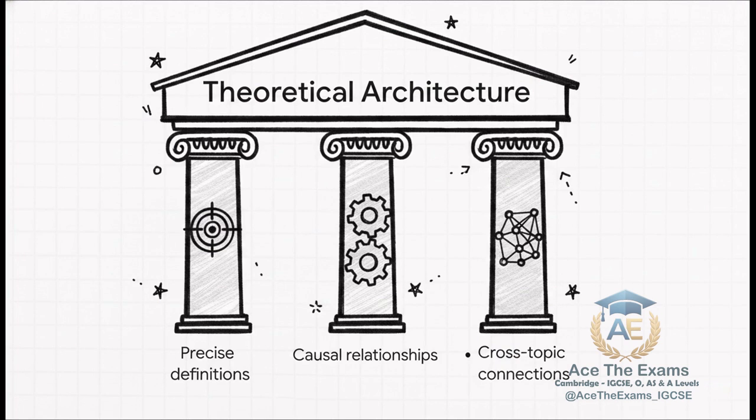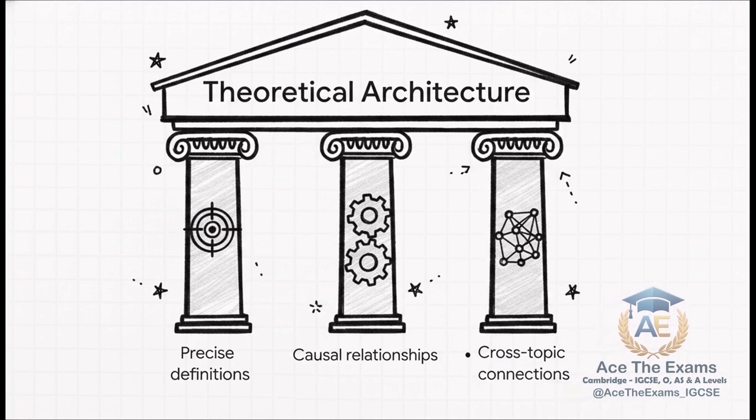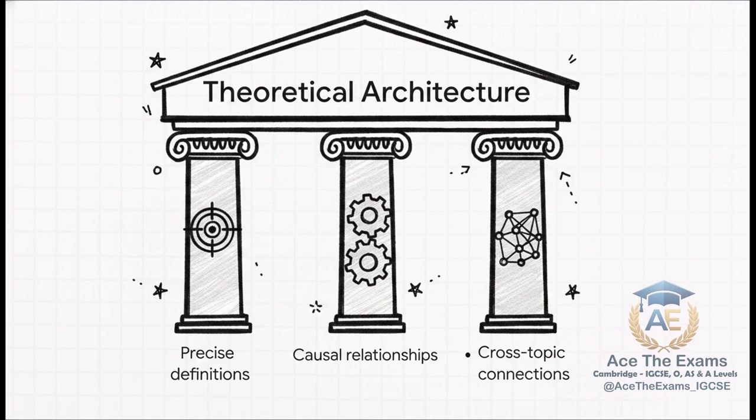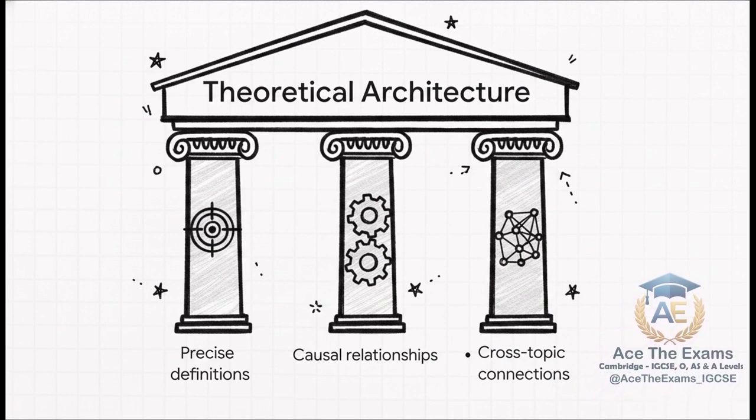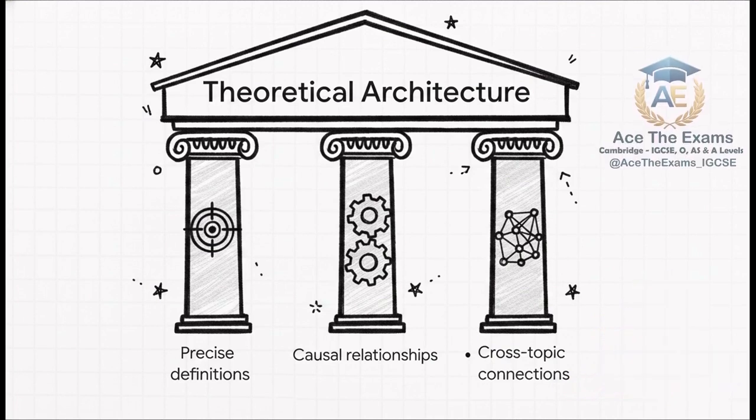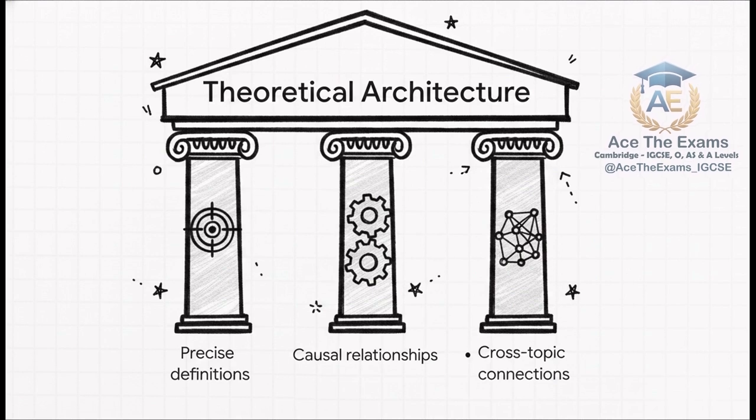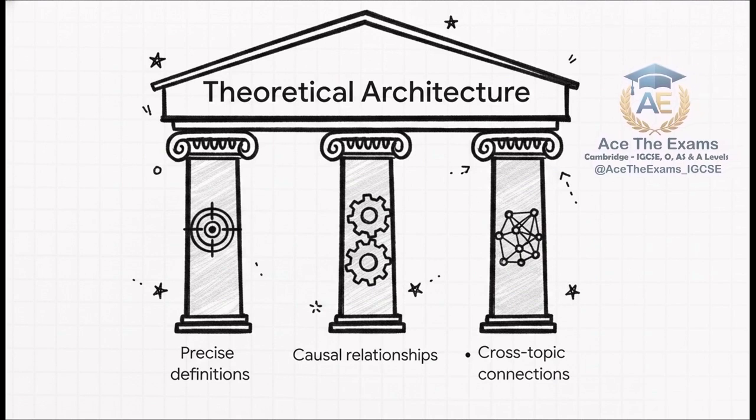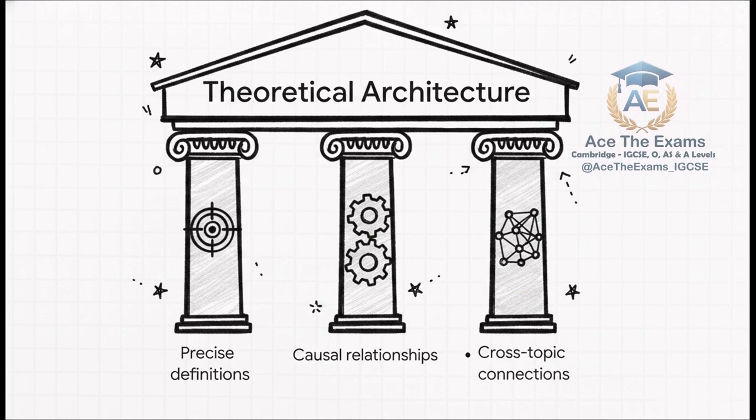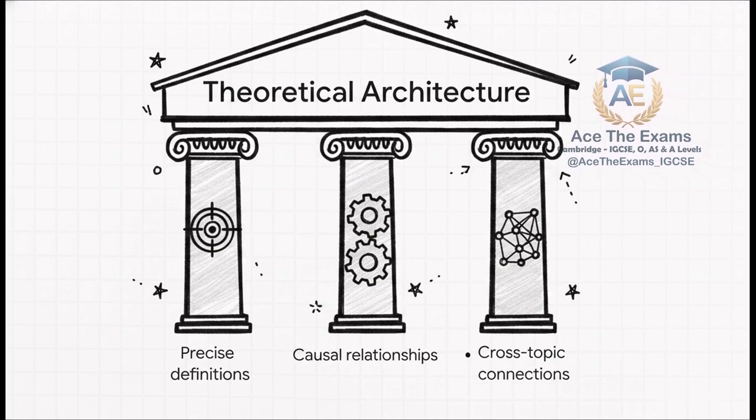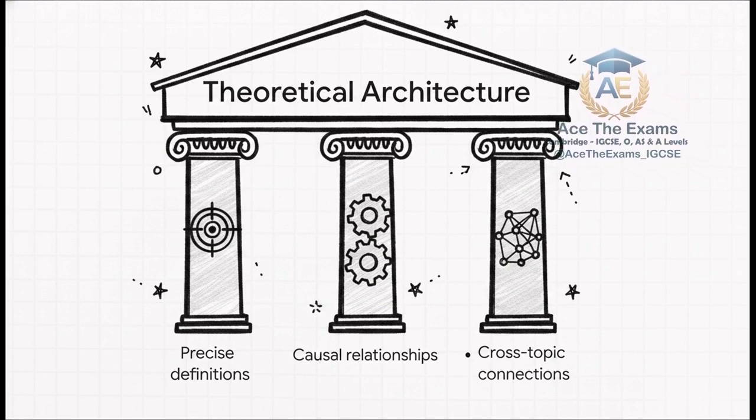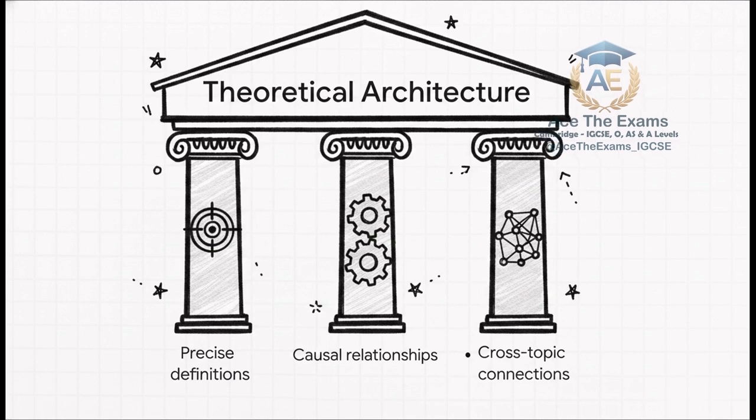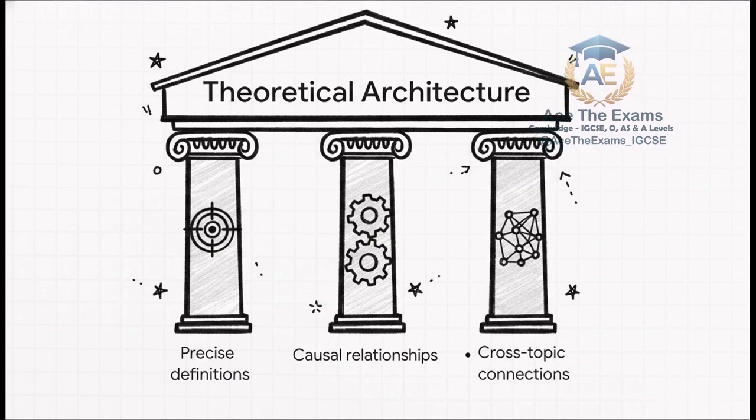Top-performing students build their foundational understanding on these 3 critical pillars, particularly by referencing connections to other syllabus areas. Notice the theoretical architecture required here. It's definitely not enough to just know what direct data is. You absolutely need precise definitions, yes, but you also need to establish causal relationships. You have to ask yourself, how does the source of this data directly impact its reliability in this specific scenario?